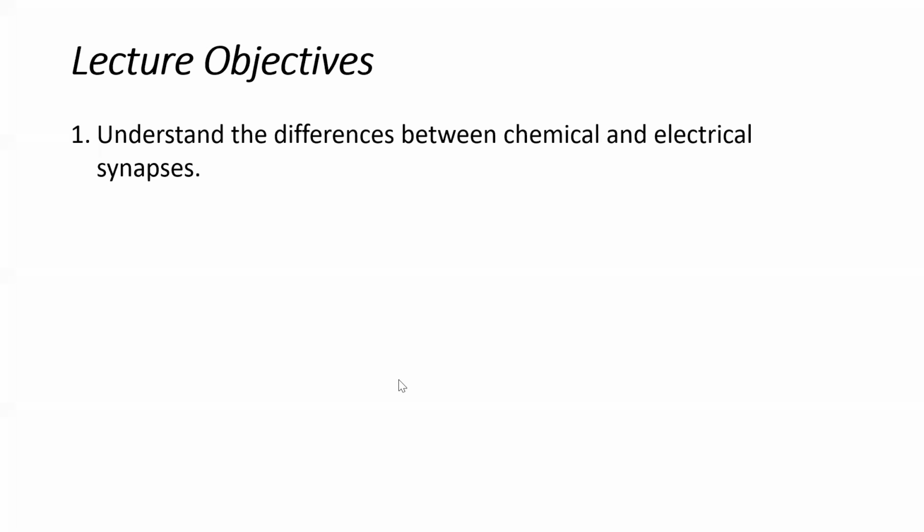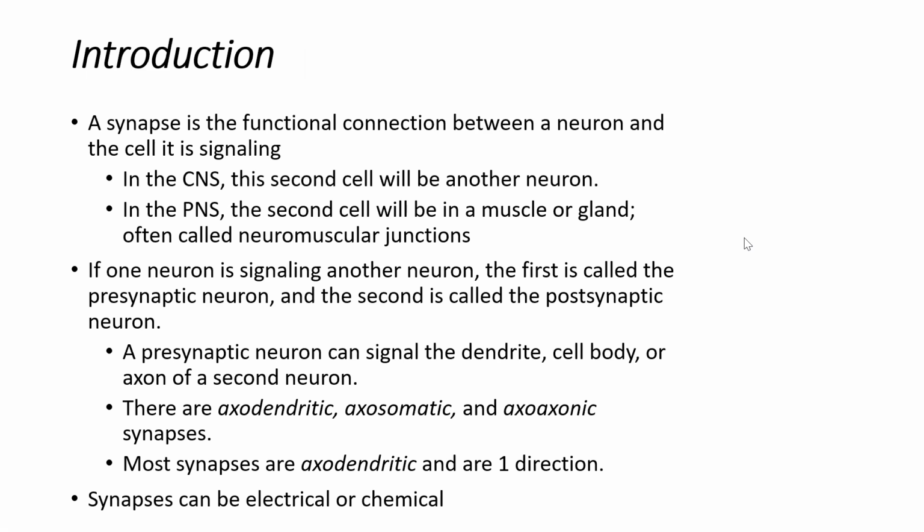All right. So we are starting with the synapse today, and we're looking at our first objective, which is understanding the difference between a chemical and an electrical synapse. So there are two types of synapse. One we will focus on more than the others, but we do want to describe the two general types.